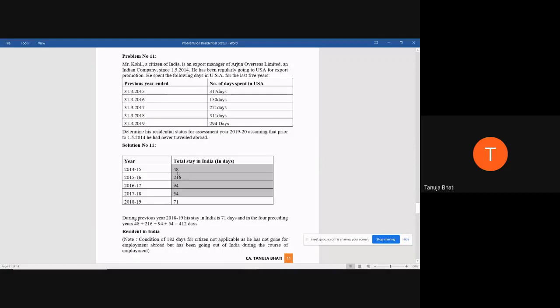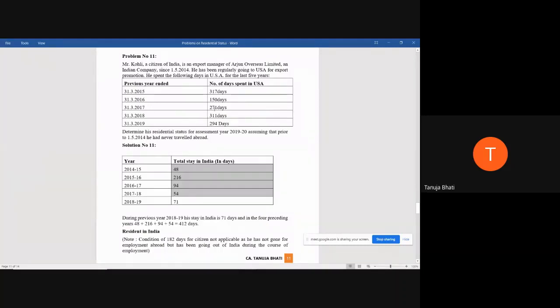Now, how did we get 48? It is 365 minus 317, because if he's spending 317 days in the US, then the balance he is staying in India. Similarly, 365 minus 150.